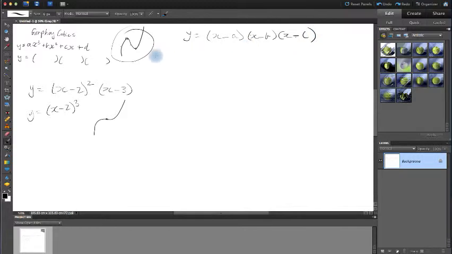So I can do a quick sketch of this, where one of the points is a, the next one will be b, and the last one will be c.